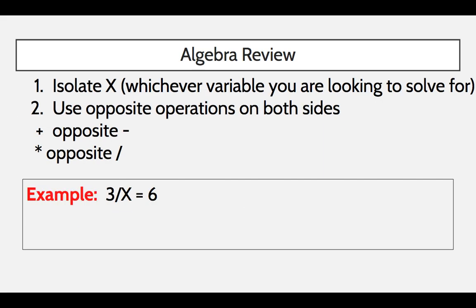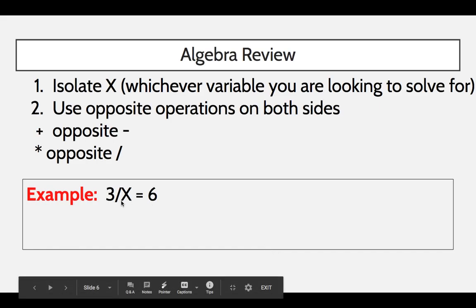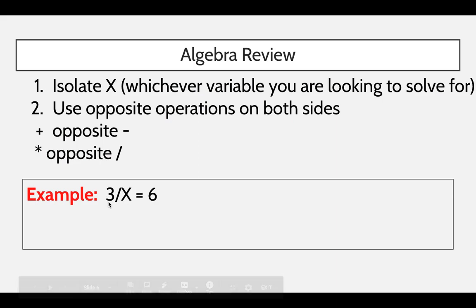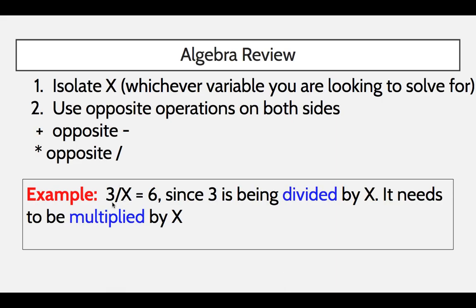On the second example, we have 3 over x, so 3 divided by x equals 6. Again, you have to pay attention to what's being done to x. In this case, 3 is being divided by x, and we know the opposite of a division is a multiplication, so it needs to be multiplied by x.